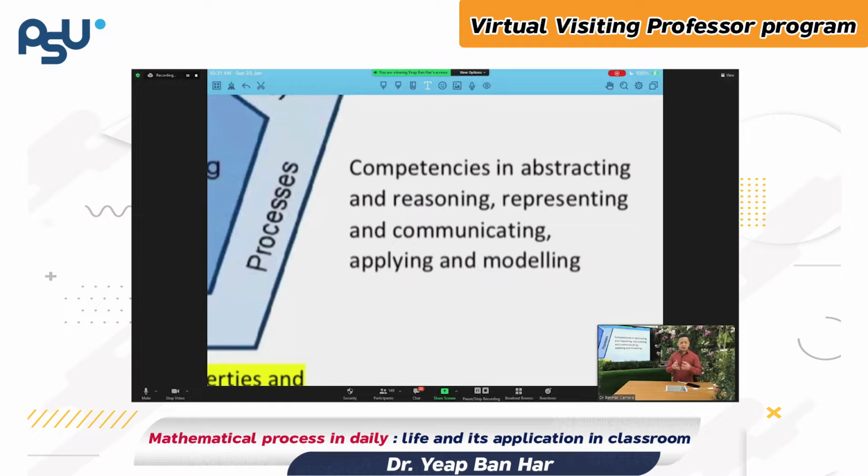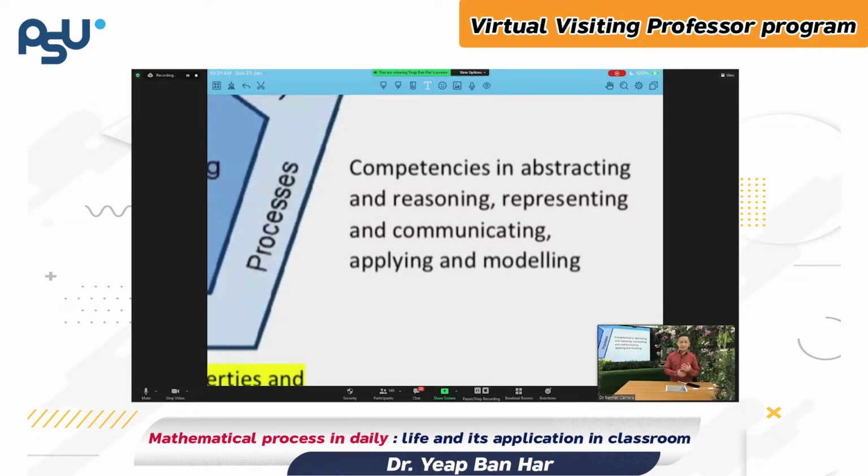So they are able to abstract. They are able to look at many specific examples and go away with a rule, a principle. So they have that ability. They also have the ability to reason, to give reasons. Processes are also defined as representing ideas, maybe using symbols, maybe using diagrams, maybe using language.